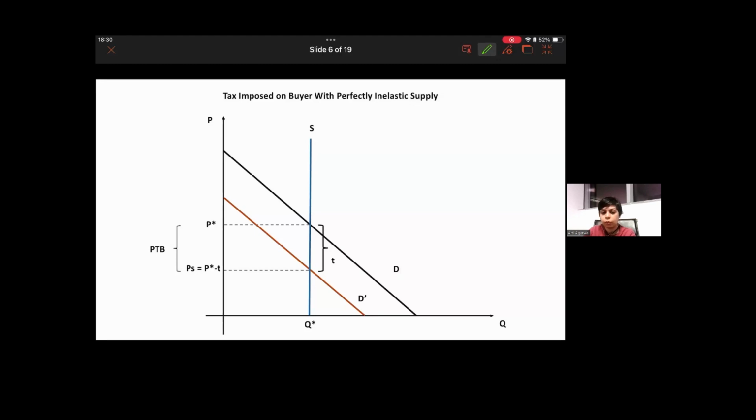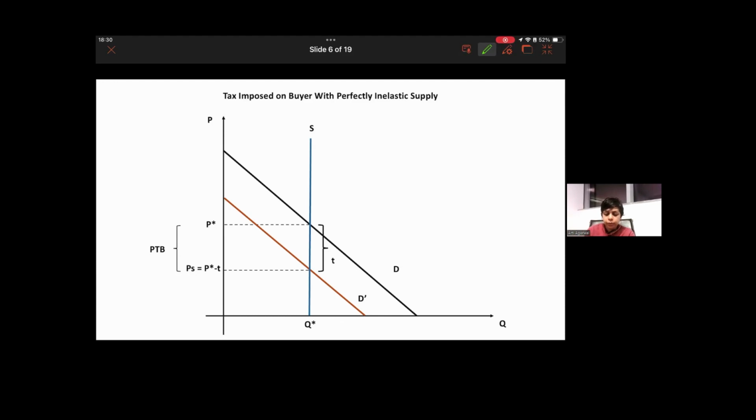It is fixed at some quantity Q star. You can see in this diagram the quantity is Q star. Now in this, suppose the tax is imposed on the buyer, then what happens? The demand curve will shift because we have imposed a tax on the buyer. So the demand curve will shift downwards. That is what usually happens. Now the vertical distance between the two curves is T, like always.